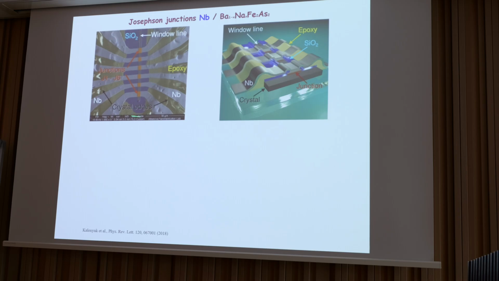Here we have a crystal, niobium electrodes on top, and then junctions are formed at the intersection of the opening in the crystal. This is the opening. The rest is isolated by silicon dioxide. Here these are painted in orange. Those are our junctions. You can see that there are multiple junctions on the crystal. This is a three-dimensional sketch of it.